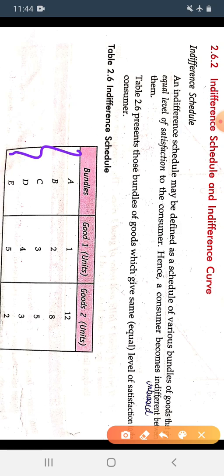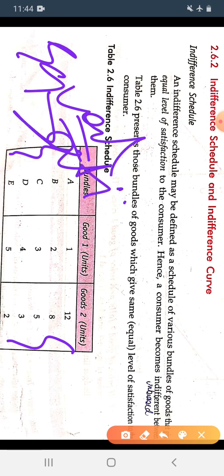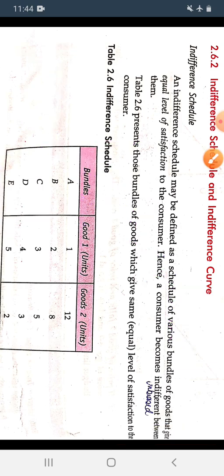What does it show? Whenever any bundle of goods is taken by the consumer, it gives equal satisfaction. The consumer is indifferent between all of them. The consumer does not prefer any one of them, so he or she will not say that bundle A is better than bundle B. No. In this condition, the consumer is unbiased and indifferent, because all the bundles of goods give him equal satisfaction.